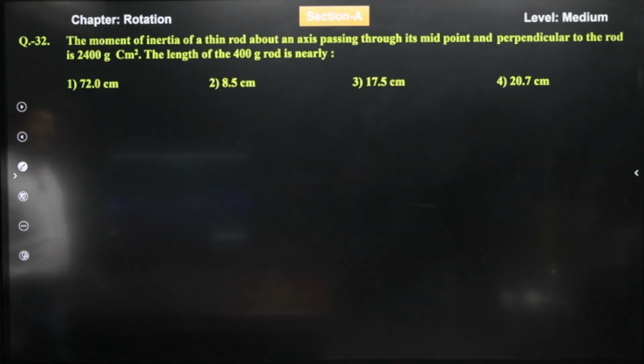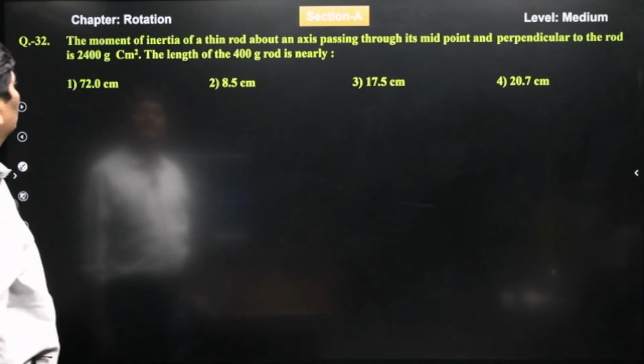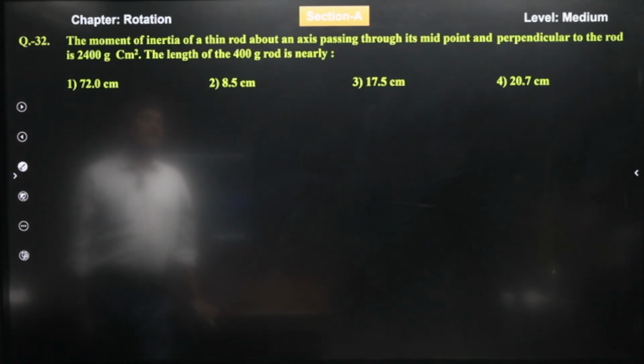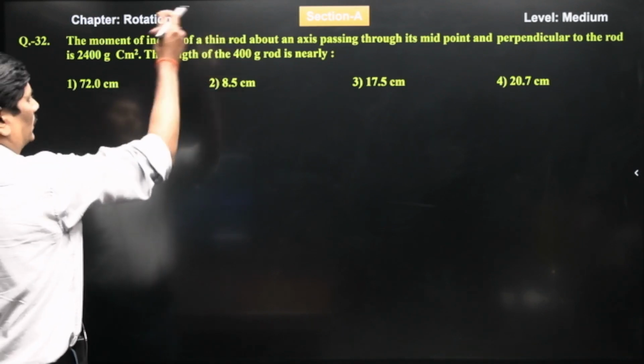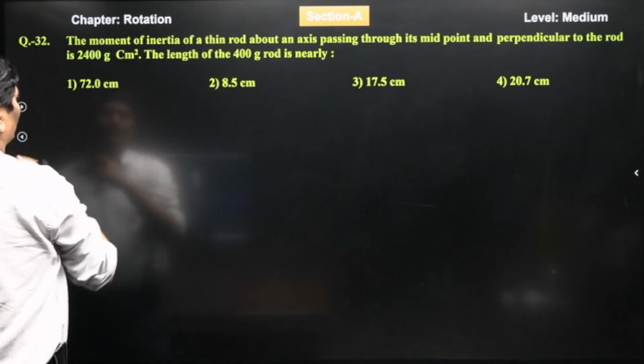Next one, related to rigid body. The moment of inertia of a thin rod about an axis passing through its midpoint and perpendicular to the rod is 2400 grams centimeter square. The length of the 400 gram rod is nearly.